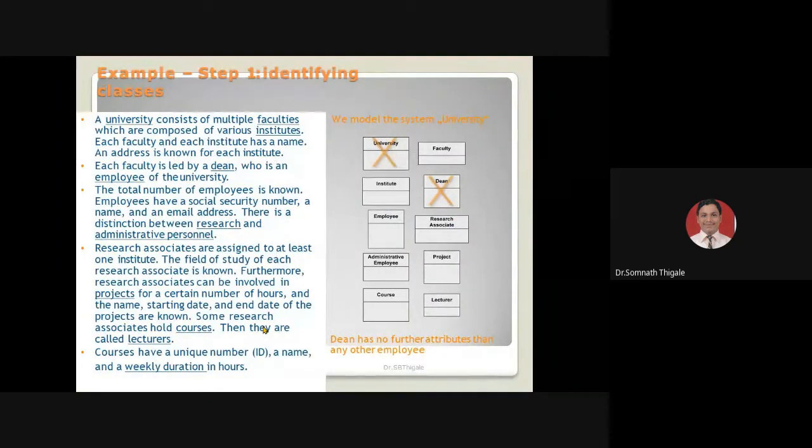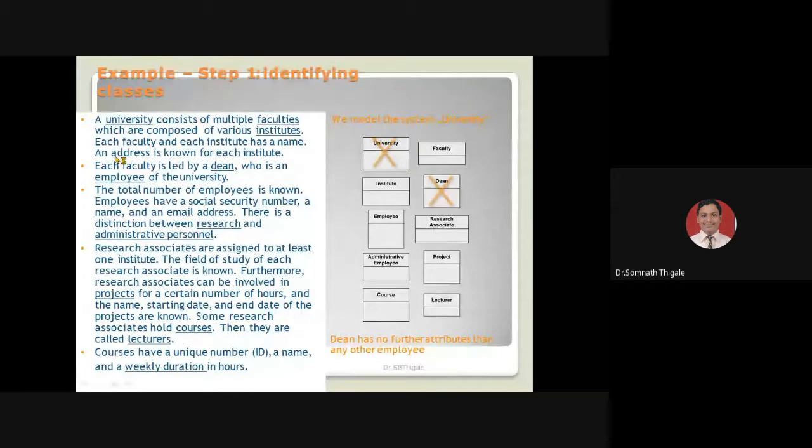Okay, so the next step after reading the problem statement is we need to understand the different classes. The different classes will be there, like a university consists of multiple faculties, which are composed of various institutes. Each faculty and each institute has a name. So I can say faculty, institute. Address will be an attribute.